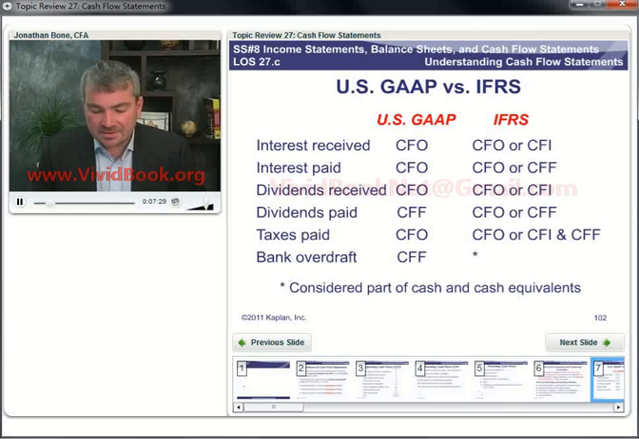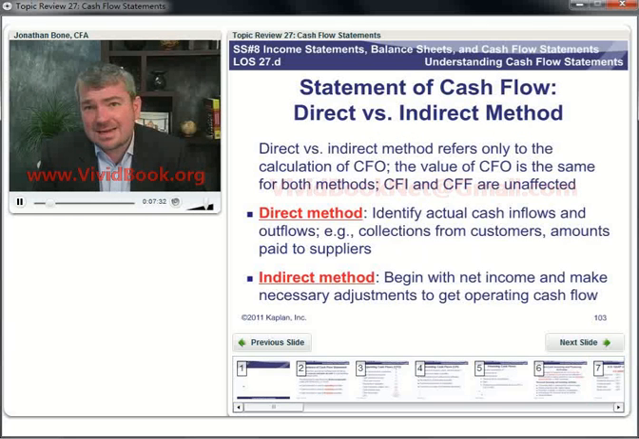Our next LOS asks us to distinguish between the direct method and indirect method of computing cash flow from operations. The direct method, and we saw it a few slides ago, takes each item and shows it as a cash inflow or outflow for your operations. So it shows the cash collected from customers, cash paid to suppliers, cash paid for wages, etc. It's very useful for the analyst because they can see exactly how the company generated and spent cash in its business operations. And the general rule is the direct method is encouraged by the standard setting bodies.